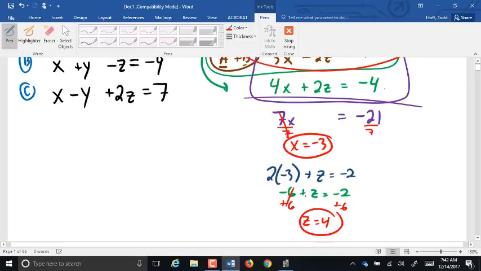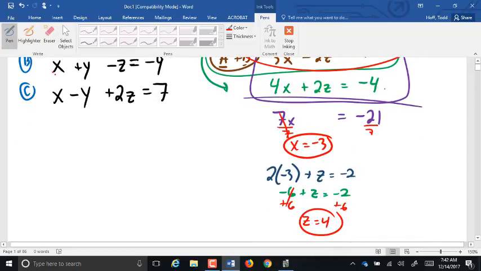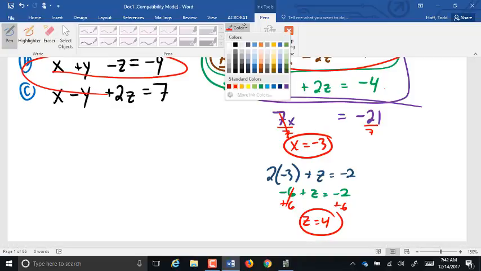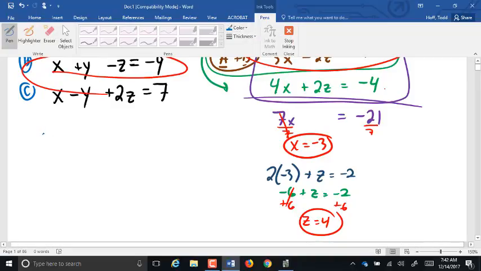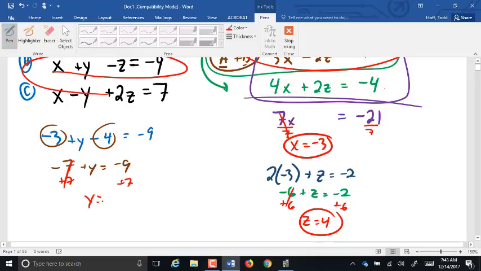Z equals 4. Now I go back to one of the originals. Doesn't matter which, I'm going to take this one because y is positive. So I've got x is negative 3 plus y minus z is 4 equals negative 9. Negative 3 and negative 4 make negative 7 plus y equals negative 9. And then I add 7. Y equals negative 2. So my solution is negative 3, negative 2, positive 4.